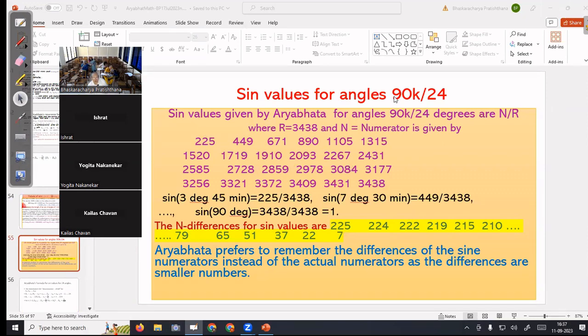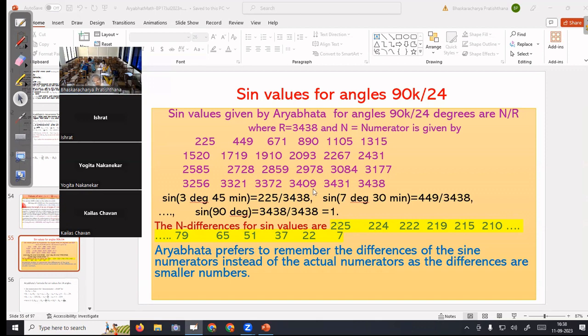So the sine values are given by these numbers starting from 225, and the differences of sine values are written here. They are 225, 224, 222, etc. So this 225 is d1, 224 is d2, 222 is d3, and so on. And these di are actually decreasing. That is the idea.